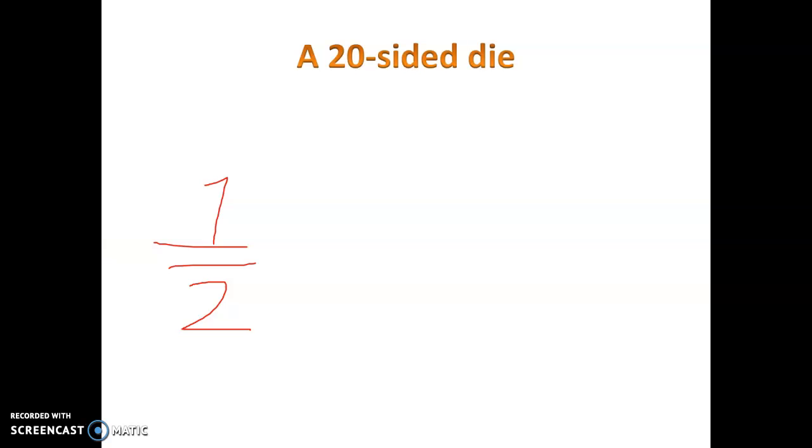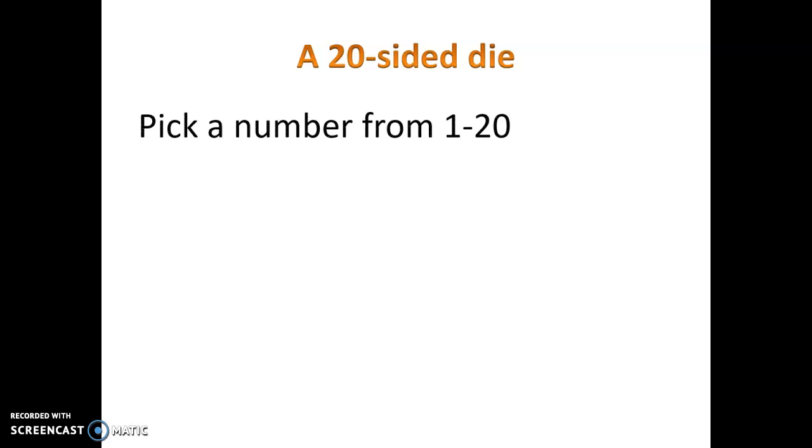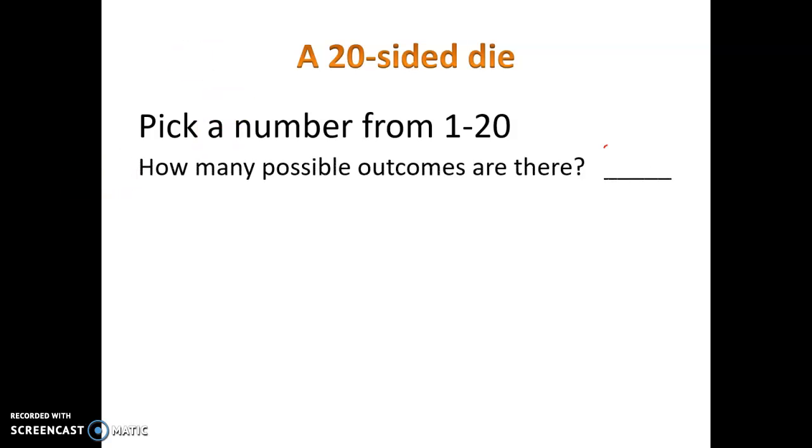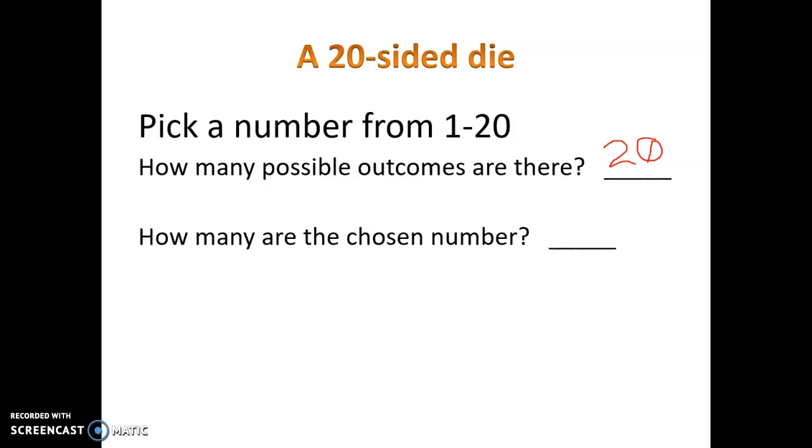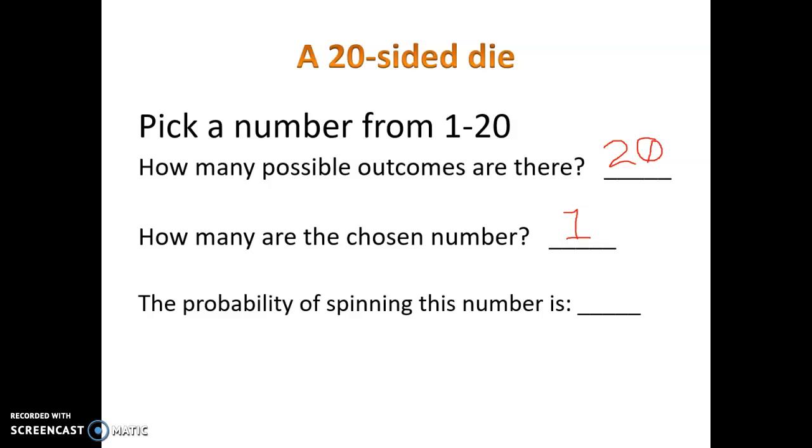Let me erase this real quick. Let's say that you have a 20-sided die. These are common in certain tabletop games like Dungeons and Dragons. So there's 20 sides to the die, 1, 2, 3, 4, 5, and so on, 18, 19, 20. So let's say we pick a number from 1 to 20. Let's say 7. So how many possible outcomes are there? Well, the die is numbered from 1 to 20, so there's 20 possible outcomes. How many of those outcomes are the chosen number? Well, there's only one side of the die that's numbered 7, so there's only one possible winner. So the probability of spinning, I don't know why it says spinning there, rolling this number would be 1 out of 20. One result wins for us out of 20 possible results.